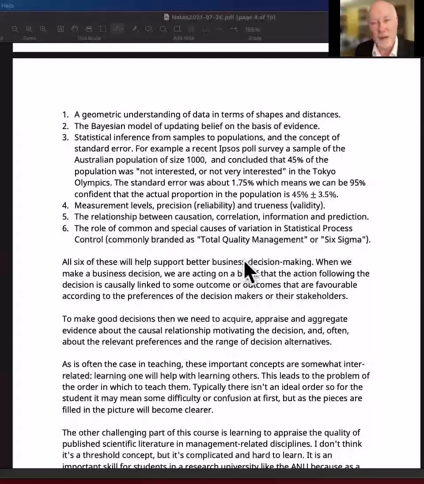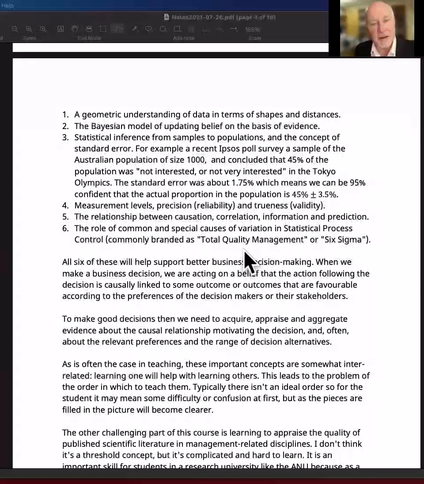An example of what we mean by statistical inference is there was a recent poll by a big polling company called Ipsos. They did a whole lot of surveys around the world of people's attitudes to the current Tokyo Olympics. And in Australia, they took a sample of 1,000 people, I presume adults. So Australia has a population of around 25 million. So this is a tiny, tiny, tiny sample of Australia's population. But it was a sample that was carefully selected to be representative of the population as a whole.